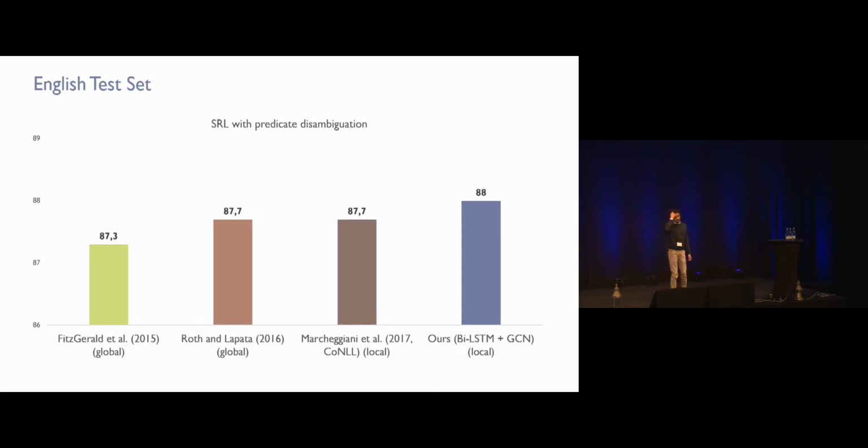In the English test set of the CoNLL 2009 dataset, we compared ourselves with the state-of-the-art models. The first three columns are all neural models, and the first two are syntax-aware models, while the third one is syntax agnostic. It doesn't use any kind of syntax. We are able to outperform the state-of-the-art with our model.